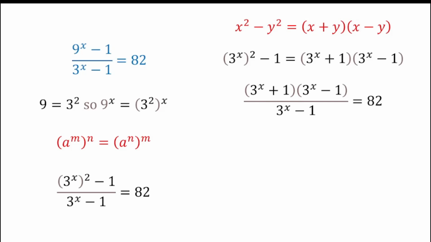And you can probably see that 3^x - 1 can be cancelled out from the top and the bottom because we're multiplying on the top. And so that means we're left with 3^x + 1 is equal to 82. Moving the 1 to the other side now, we get 3^x is equal to 81, and we're basically at the end here.